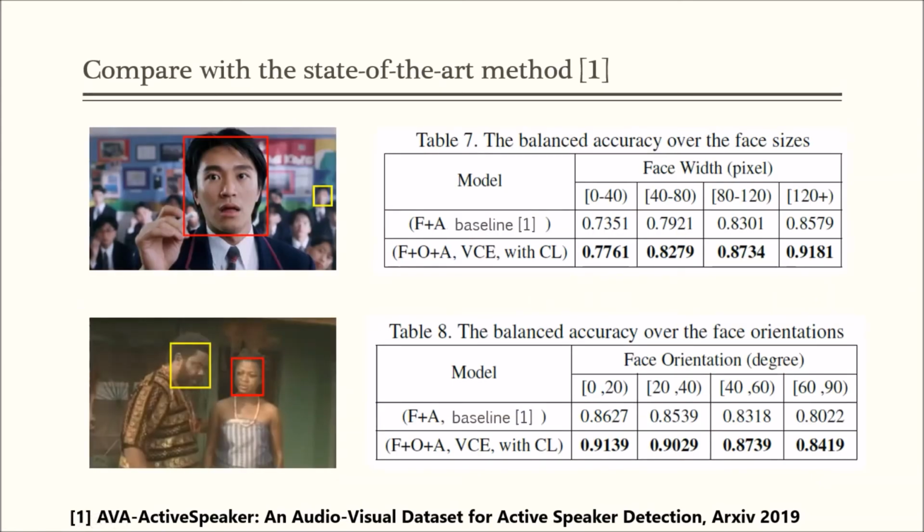In addition, we evaluate the state-of-the-art method and our best model against different face sizes and orientations. This table shows that our proposed method consistently performs better than the baseline, even with a small face or a side face. These results indicate the robustness of our model in adverse conditions.